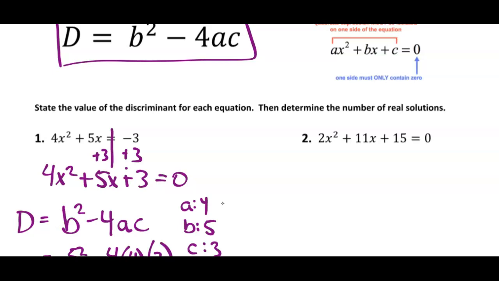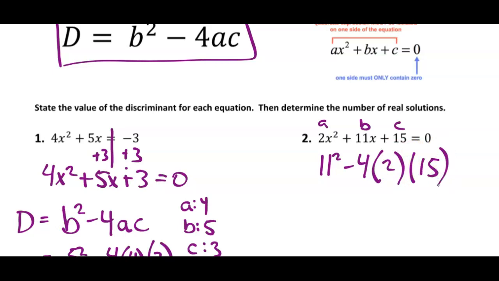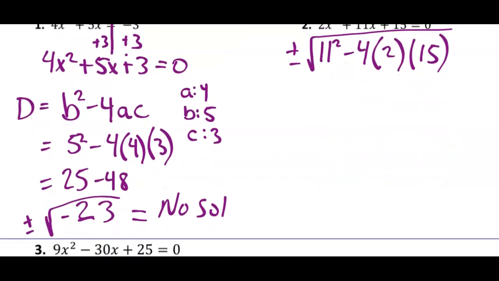So here, what's my A? This is my A. This is my B. This is my C. So I've got 11 squared minus 4 times 2 times 15. Do that math. How many solutions are you going to get if you do that? So I've got that in my square root. What am I going to get for that answer? Well, figure it out. Pause the video and figure it out.